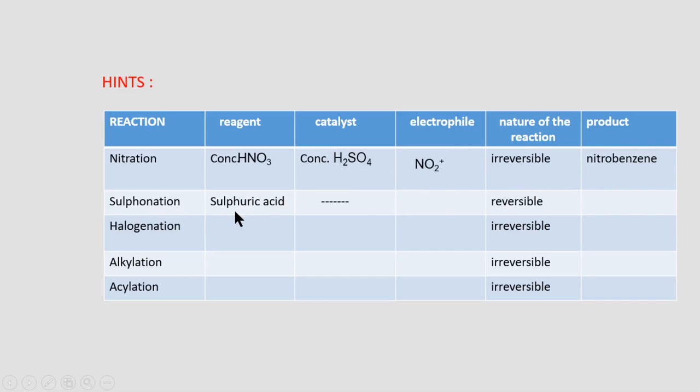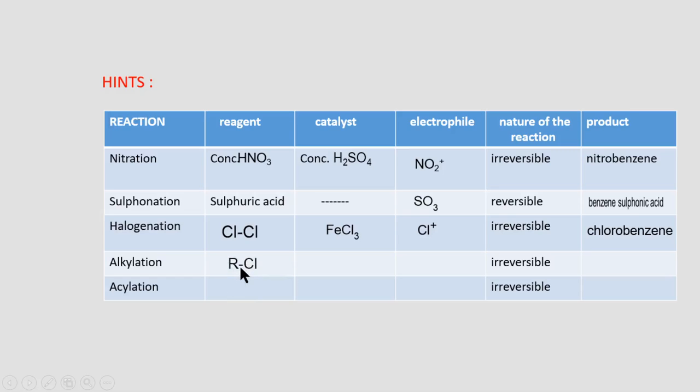In the case of sulfonation, sulfuric acid is the reagent. No catalyst is used, but the electrophile is sulfur trioxide. It is the reversible reaction and the product is benzene sulfonic acid. When we consider halogenation and especially chlorination, chlorine is the reagent and the catalyst is FeCl3 and the electrophile formed here is chloronium ion. Reaction is irreversible and the product is chlorobenzene.